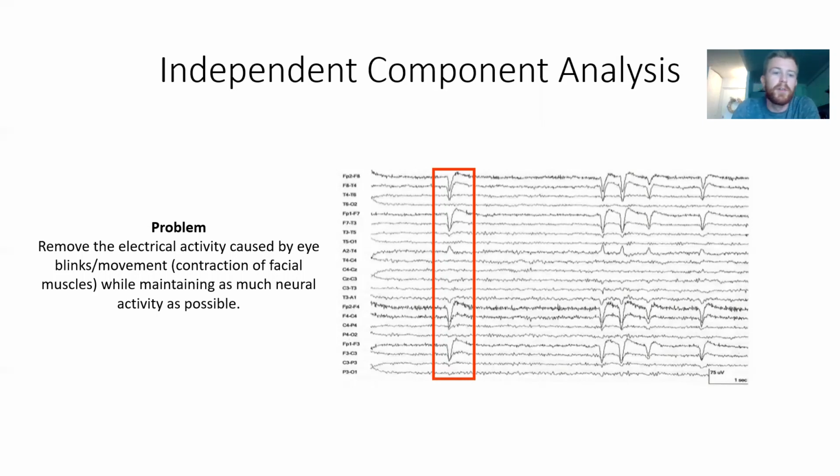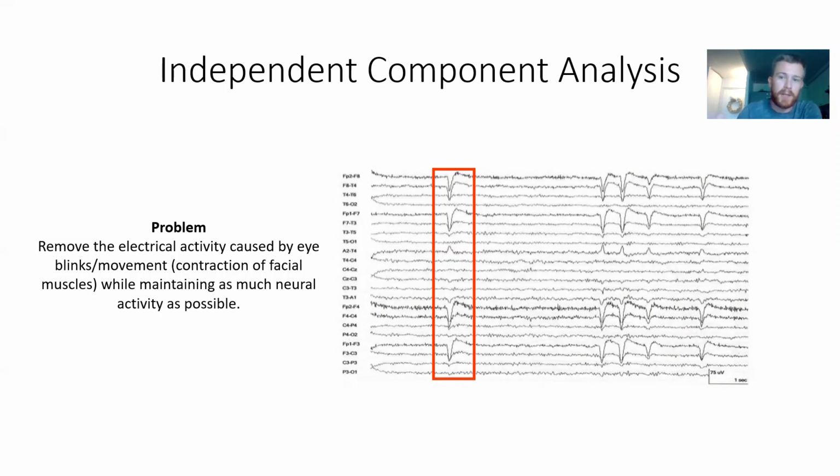Essentially, we want to remove the activity that we've recorded that isn't from the brain, and it actually has to do with our eyes moving and blinking throughout the task. So when our eyes blink or move, then our facial muscles contract, and that has an electrical signal that we're going to be picking up, and we want to remove it while maintaining as much of the actual neural activity, which we're interested in, as possible.